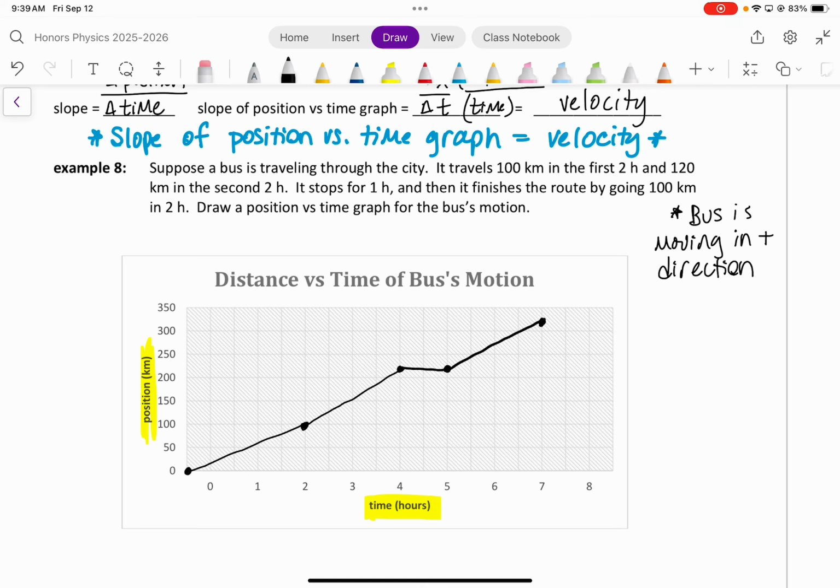What is happening between time 4 hours and 5 hours? You know what, this doesn't actually look like what I wanted it to look like. Let's see if I can draw this better. What is happening between time 4 hours and 5 hours? It stopped. So what is the slope of the line between time 4 hours and 5 hours? What is the slope of that line? The slope equals 0.